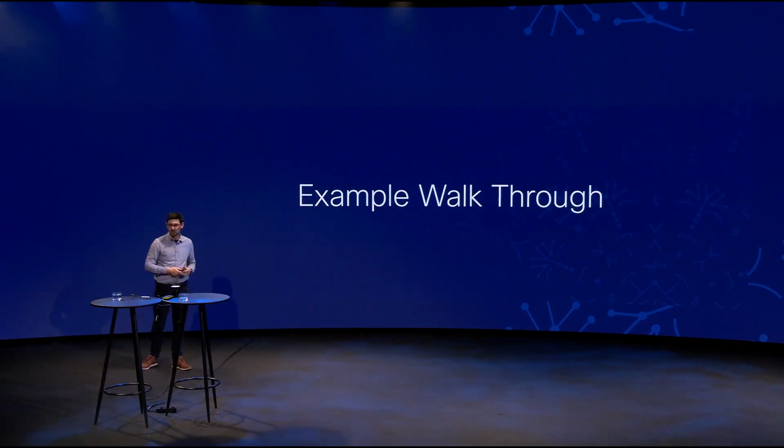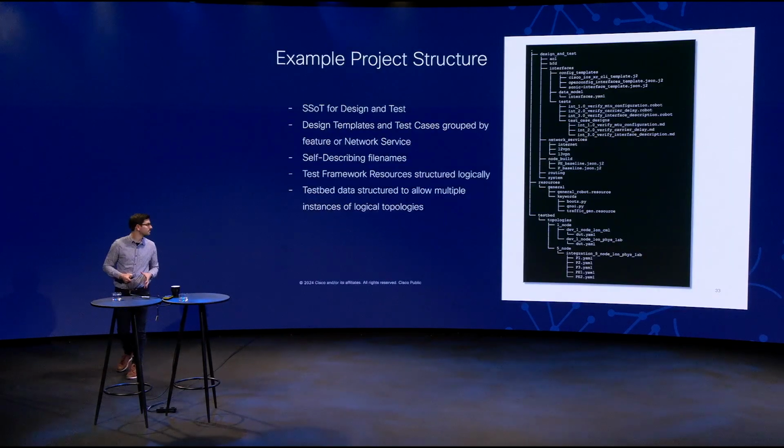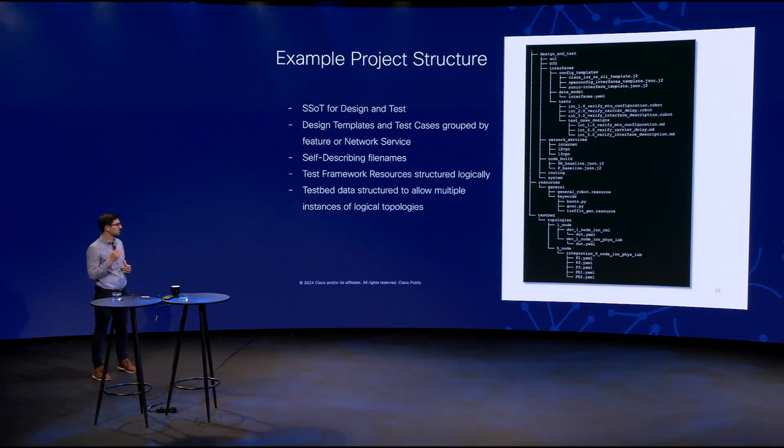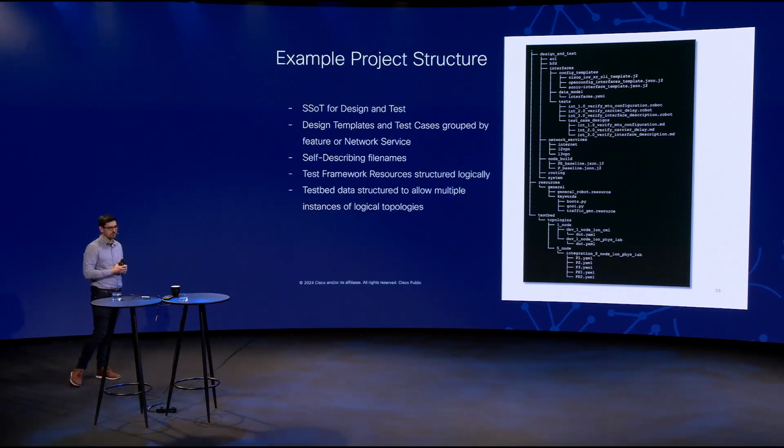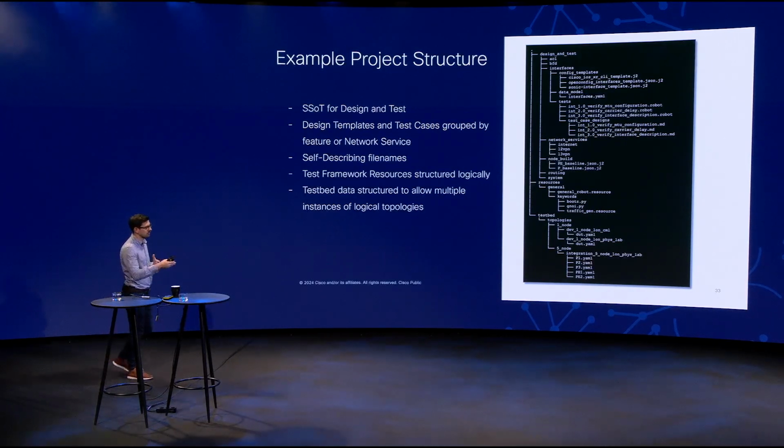So let's take a walk through an example. So I said it starts with a single source of truth for design and test. So this is a suggestion that when we talk about design and the network engineer designing feature templates and configuration templates, there should be some logical structure to that repository, to that project, which stores the various templates. So you can see at the top, we've got design and test, ACL, BFD, interfaces.